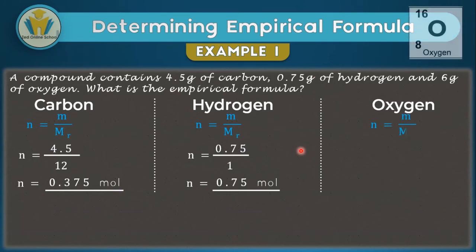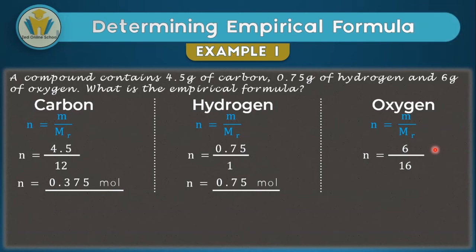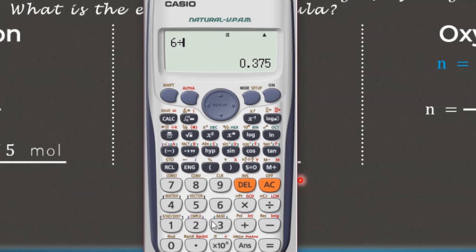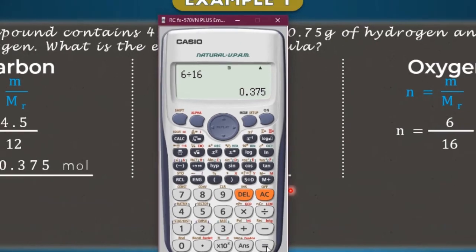We do the same for oxygen. The mass is 6 grams. We divide it by 16. 6 divided by 16 is going to give us 0.375. Yes, it's actually 0.375.